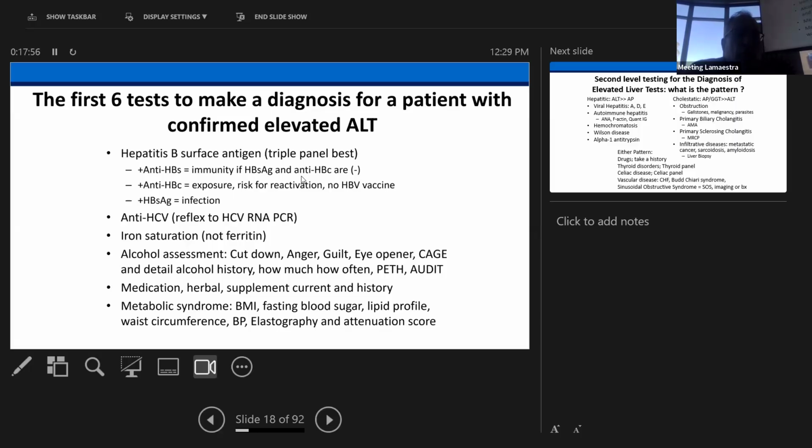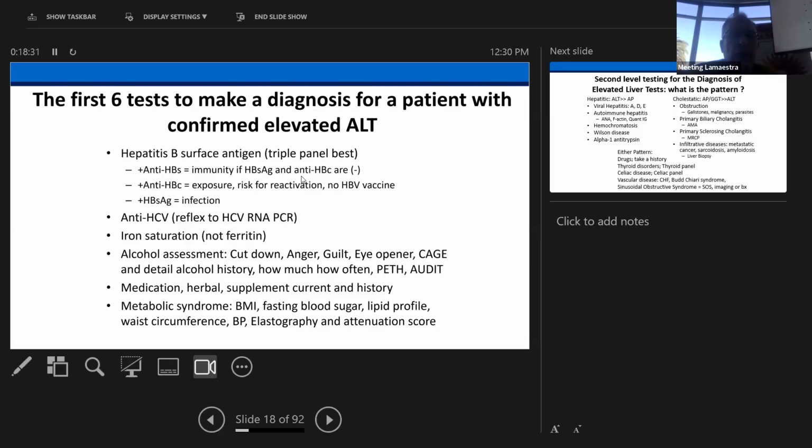Fourth pearl, you want to get an alcohol history? You can ask all your questions, no problem, but always order a PEth, P-E-T-H test. Blood test tells you how much alcohol they've been exposed to in their blood tests over the last 30 to 45 days. Incredible. Definitely 30 days. Definitely go back sometimes, some patients 6 weeks. Herbal, supplement, drug, very common cause of elevated liver enzymes.